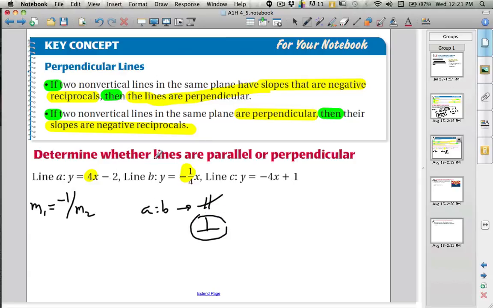Okay, if I looked at A to C, 4 and negative 4, they're opposites. They're not the same, and they're not negative reciprocals. So they aren't parallel and they aren't perpendicular. And if we look at B to C, negative 1/4, no, they're not the same, so they're definitely not parallel. And they're not negative reciprocals, so they're not perpendicular.